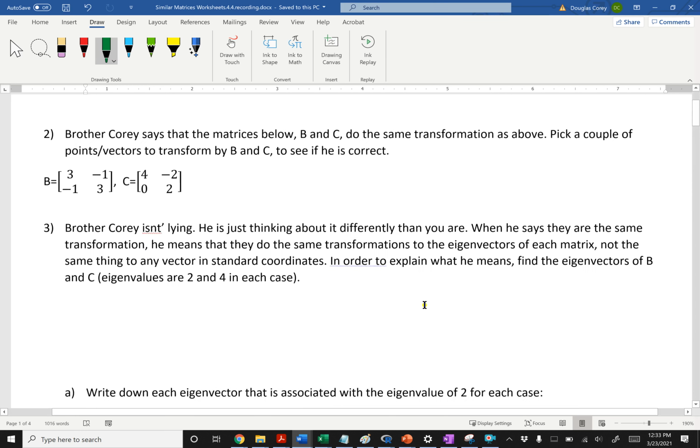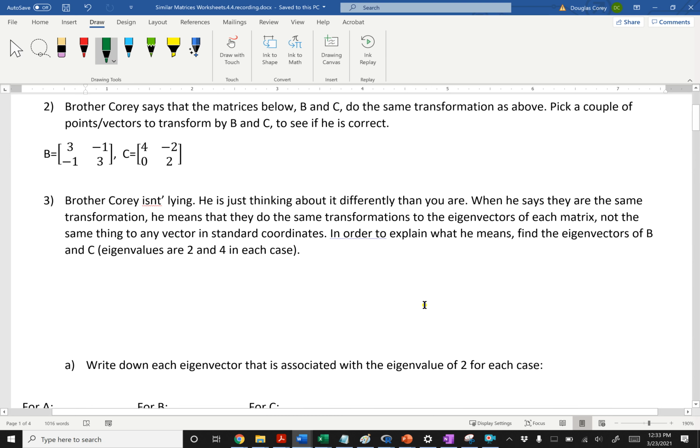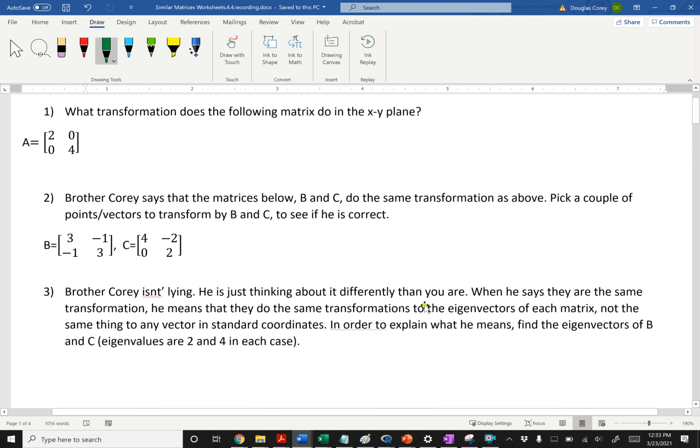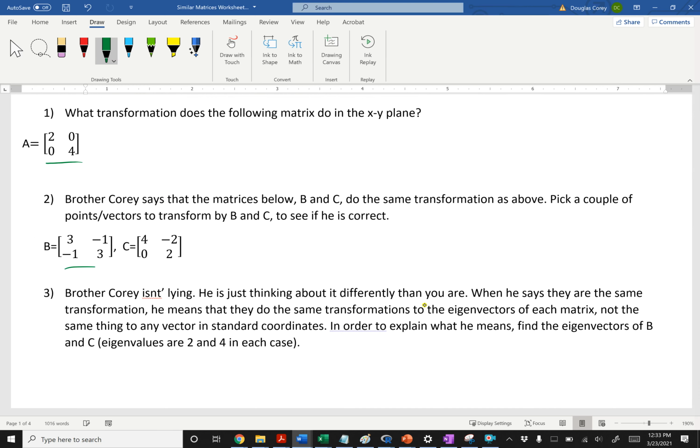So just really quick, you guys did really well at the beginning, and I think for the most part understood that different matrices, when I said that these all did the same transformation, they don't do it in terms of x's and y's. This stretches twice in the x direction, 4 times in the y direction. But there is a way of thinking about them where they do the same transformation. That is, they each stretch one of the eigenvectors by a factor of 2 and the other eigenvector by a factor of 4. So in that sense, they do the same transformation.